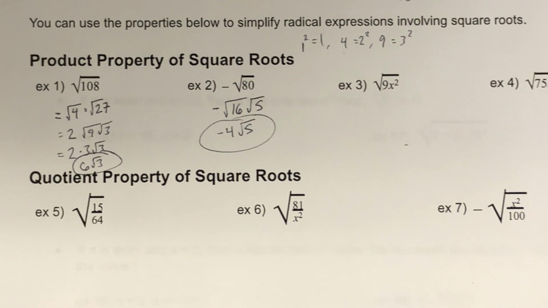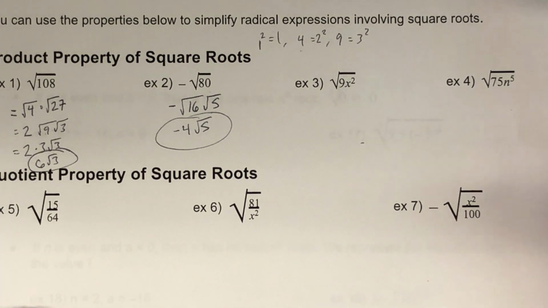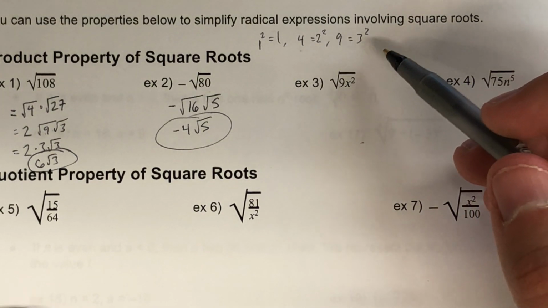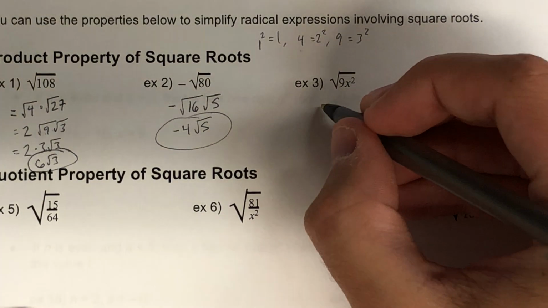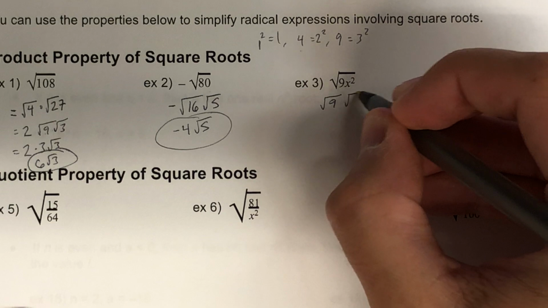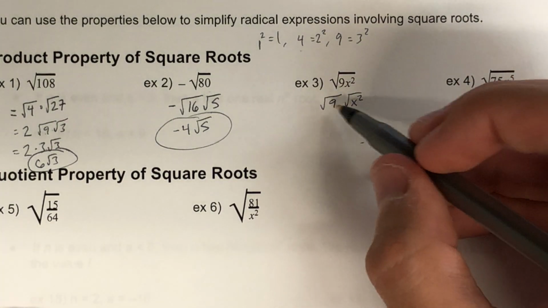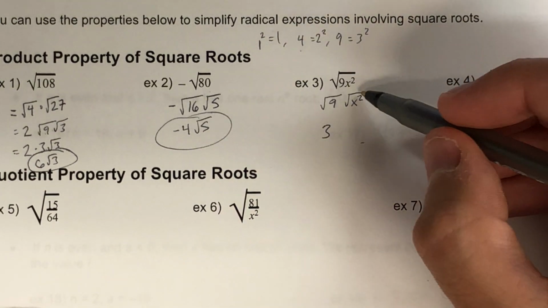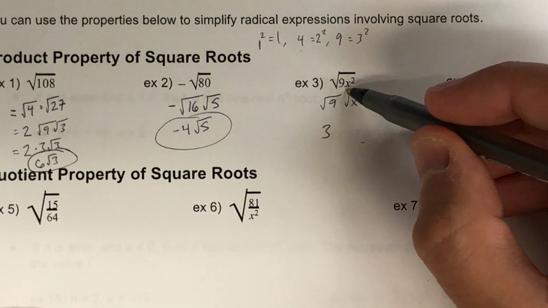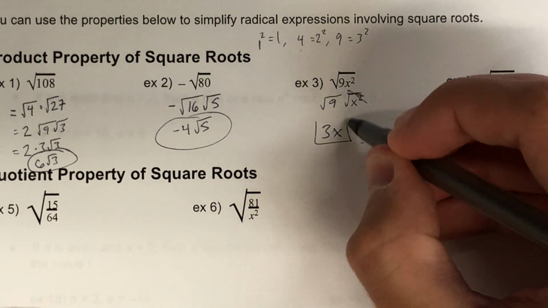All right, now we've got some variables. So the square root of 9x squared. What we can do is separate this into the square root of 9 times the square root of x squared. Square root of 9 we know is 3. And a square root and a square will cancel. So we just get x.